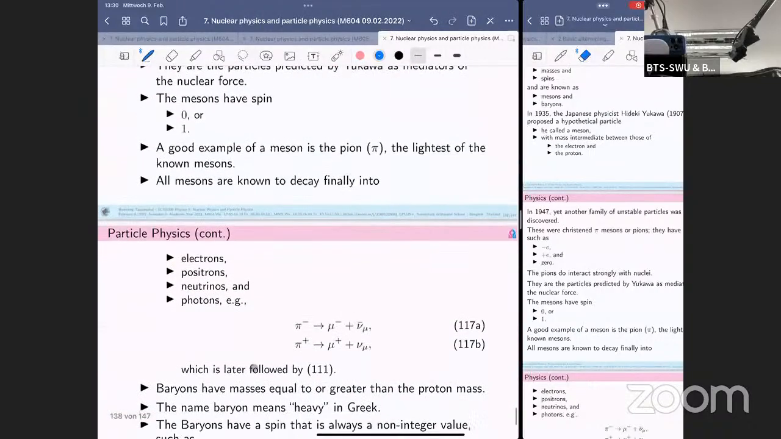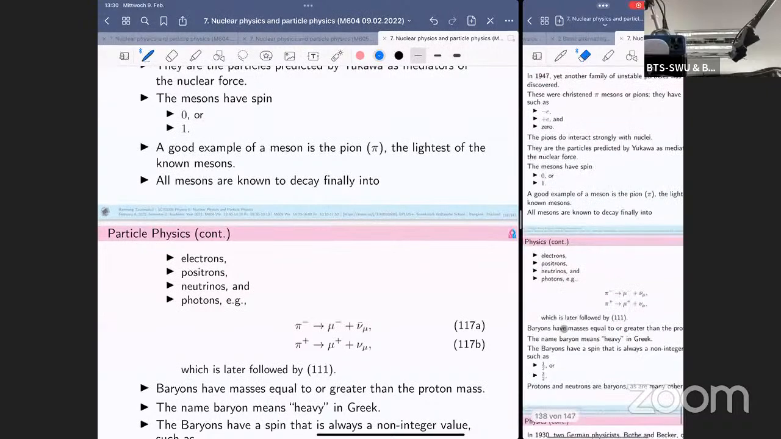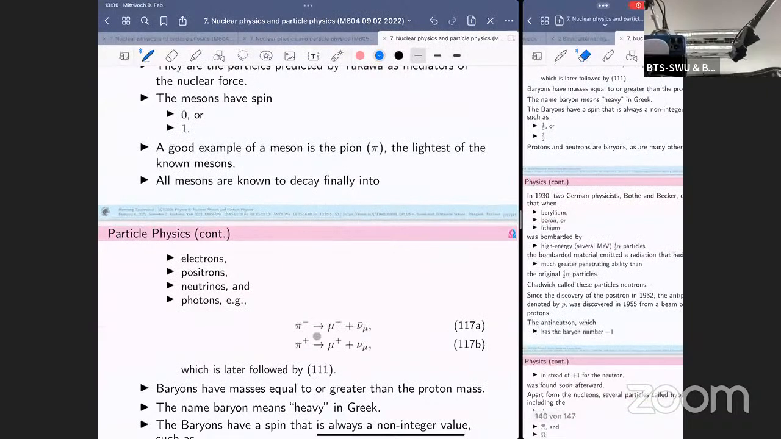Okay, pion decays could be expressed as 117A and 117B. If you start from the typical pion, pion minus, you would have muon, typical muon and neutrino. Any of you could tell me whether this equation is valid in terms of muon lepton number or not?